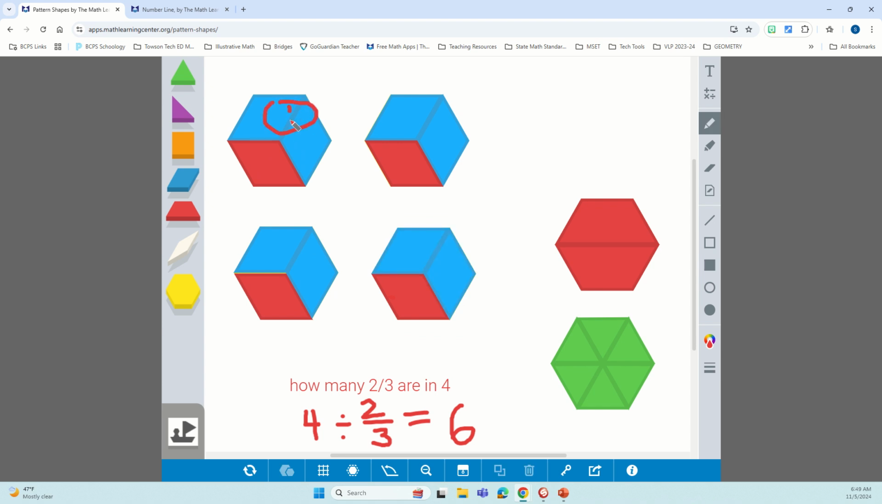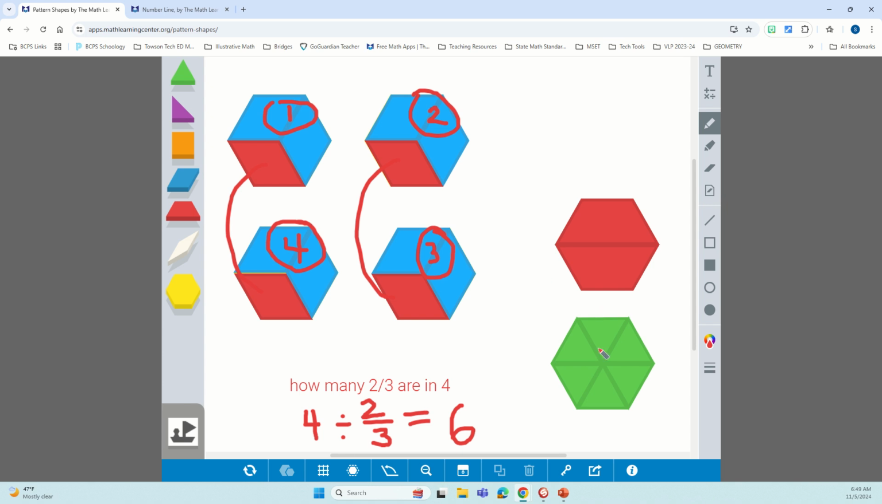Okay, then I can show that we have one group. This is one group of 2/3, 2 groups of 2/3, 3 groups of 2/3, 4 groups of 2/3, and then these two make the 5, and these two make the 6. Okay, so again, yes, it's a little bit of work. However, it is really good visual for students to see.